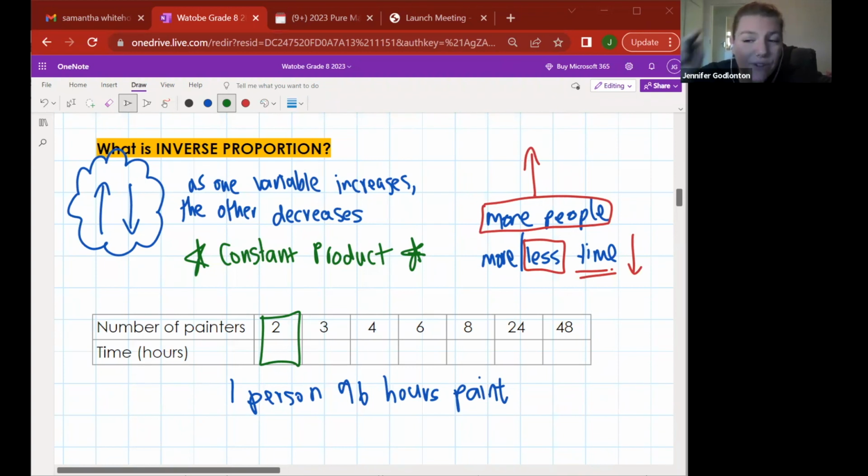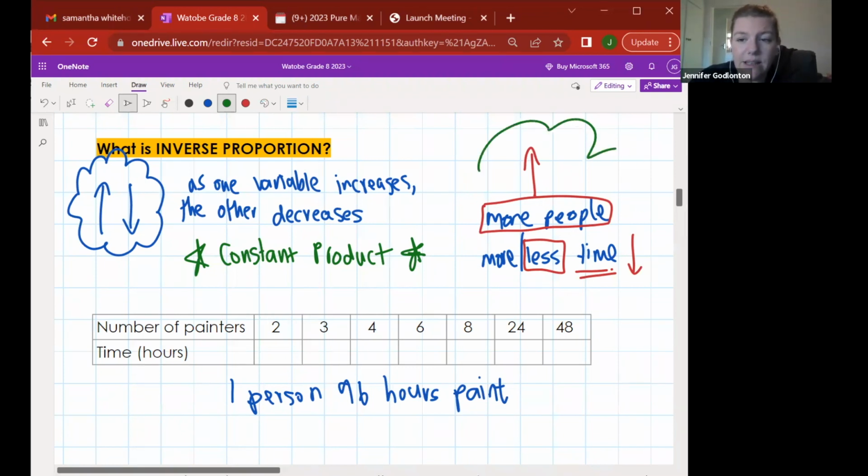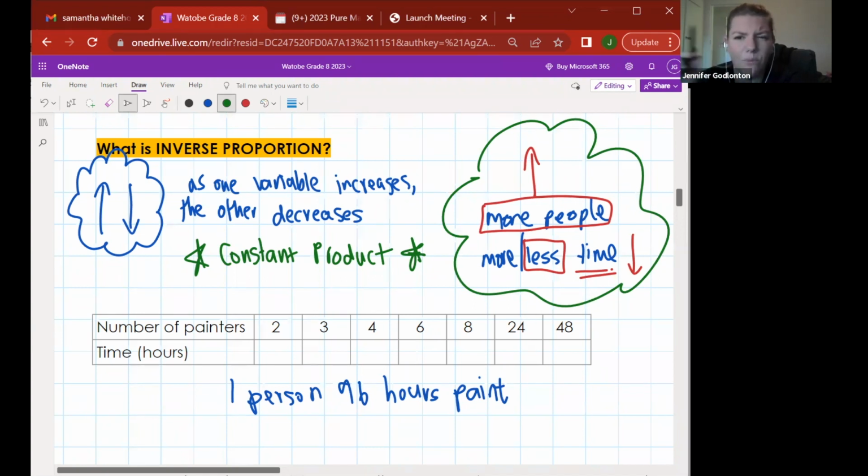Okay. So remember what we spoke about here, because I can see some people's answers, and I know it's an easy trap to fall into because of what we've just done. But remember, if I have more people, it's going to take me less time. So if your number is bigger than 96, then we know we've gone wrong. If I have two people, it's going to take me 48 hours. Now, how did I get that? I said, well, one person takes me 96 hours, and so I'm going to say 96 divided by 2. And that's going to give me 48.